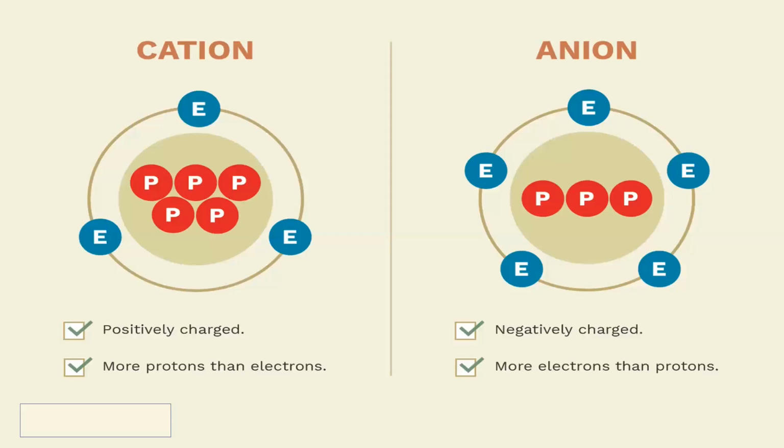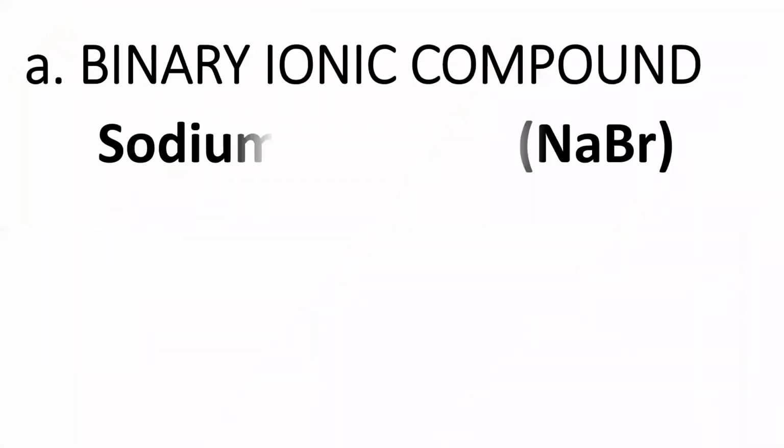And in terms of an anion, it turns out to be a negatively charged atom because it gains one or two or more electrons coming from the cation. Since it's not a neutral atom anymore, the number of electrons becomes bigger than the number of protons.